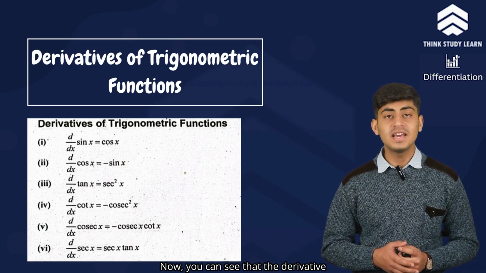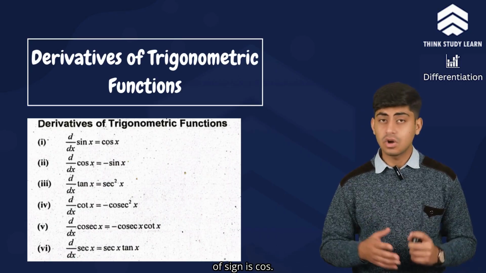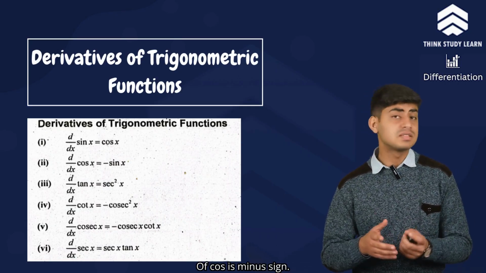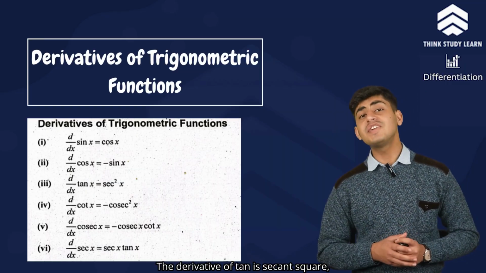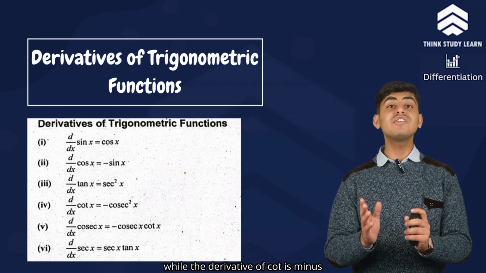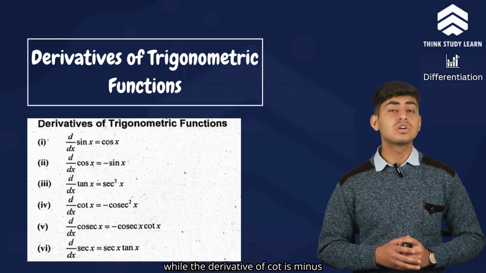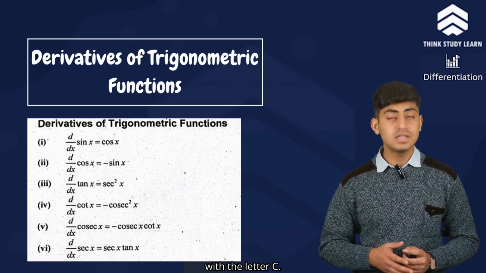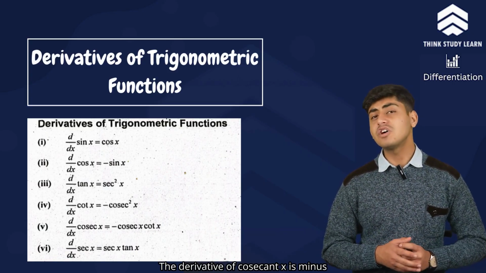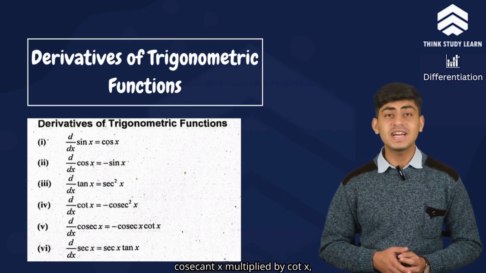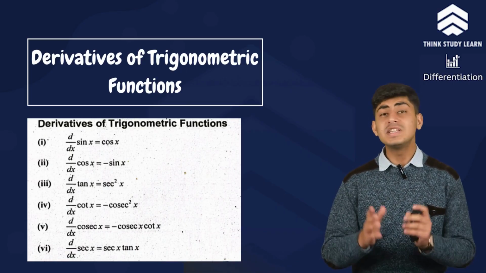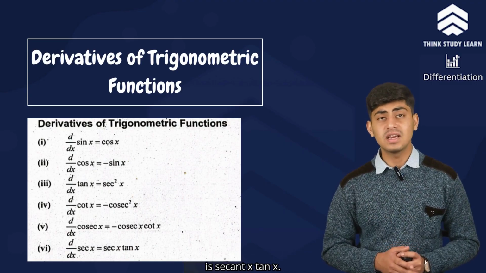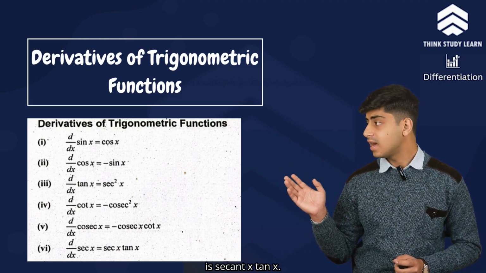Now you can see that the derivative of sine is cos, of cos is minus sine, the derivative of tan is secant square, while the derivative of cot is minus cosecant square, and minus as it starts with the letter C. The derivative of cosecant x is minus cosecant x multiplied by cot x, while the derivative of secant x is secant x tan x.